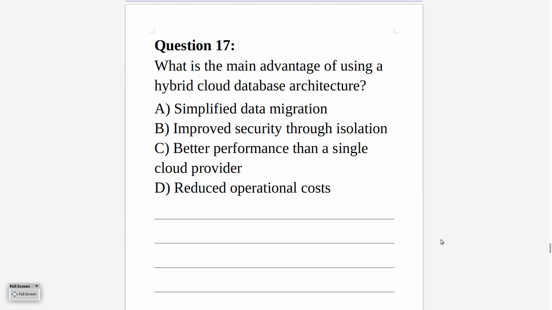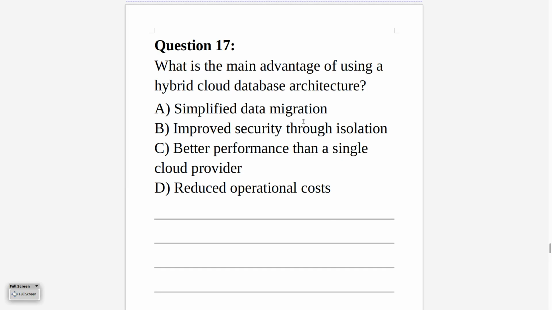Question 17. What is the main advantage of using a hybrid cloud database architecture? So I think hybrid meaning on-prem and cloud. Is it A, simplified data migration, improved security through isolation, better performance than a single cloud provider, reduced operational costs? So hybrid, on-prem, hybrid cloud. Well, they call it hybrid cloud, but I think they mean on-prem and cloud database architecture.